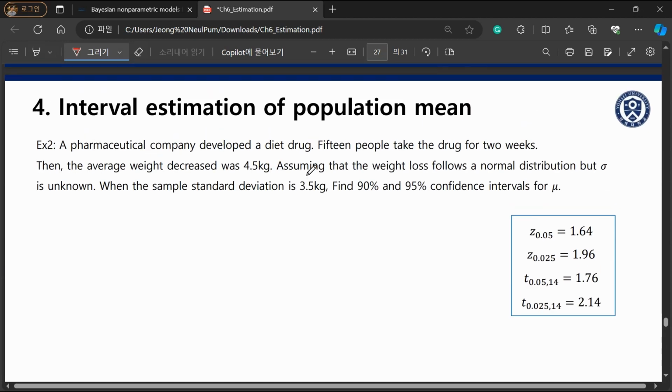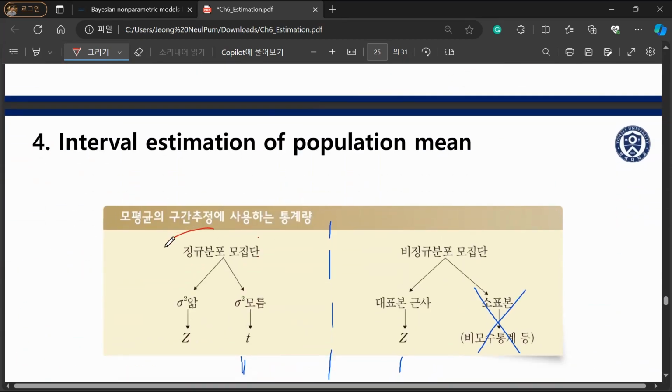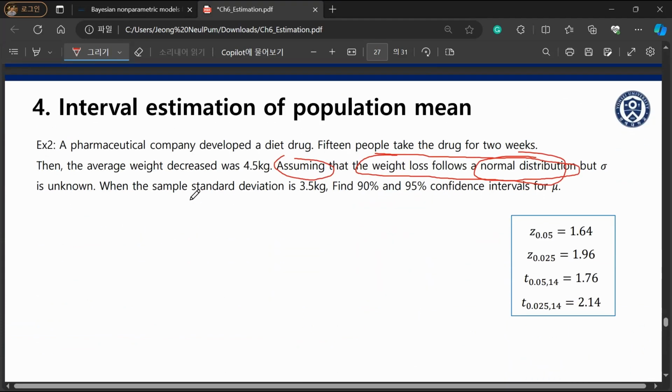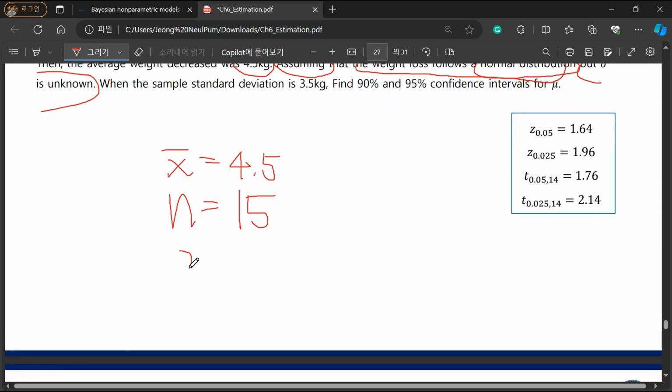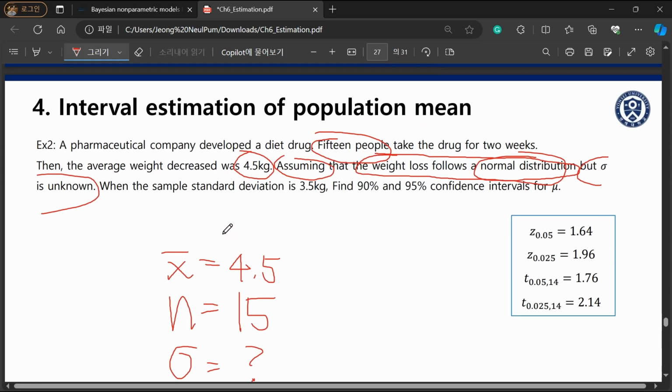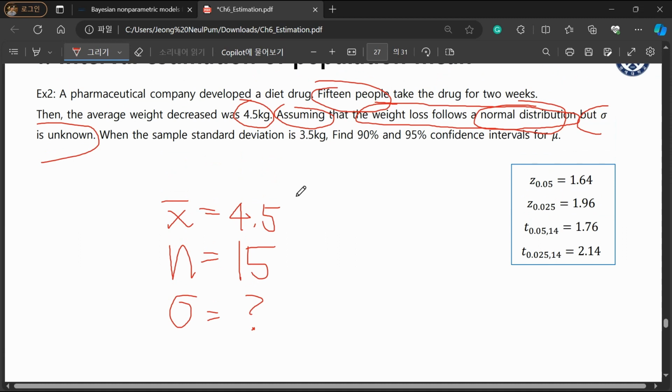It also says that the sample comes from the normal distribution. I mean, it assumes that the population comes from the normal distribution. So we start with this part from now on when dealing with example number 2. It even gives us the sample mean as 4.5, which is the same as the previous problem, and the sample size, which is the same 15. However, it says that sigma is unknown, so we don't know what sigma is in this example. However, it gives us the sample standard deviation, which is 3.5. So we know that s is 3.5 instead of sigma.